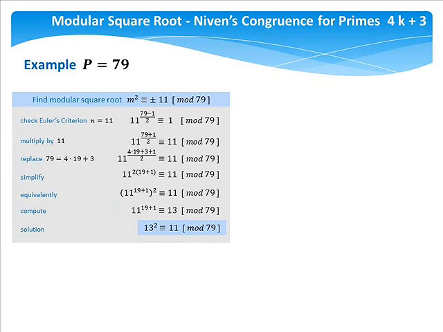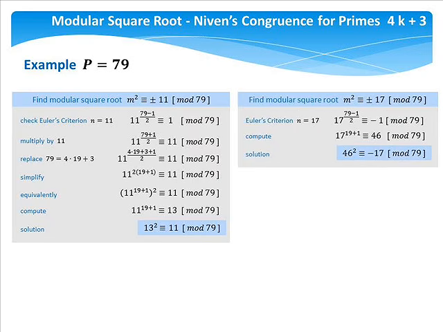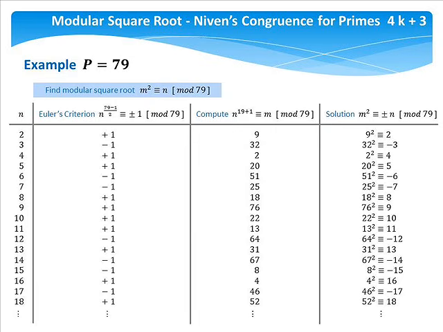Here, you can visualize a couple of examples using the prime 79. For the residue 11, we follow the procedure outlined earlier step by step. However, for the residue 17, we streamline the process. Since 79 is a prime of the form 4k plus 3, the only essential steps are verifying Euler's criterion and computing the residue of n raised to k plus 1 modulo 79. Continuing with the same prime 79, we compute the modular square roots for the initial values.